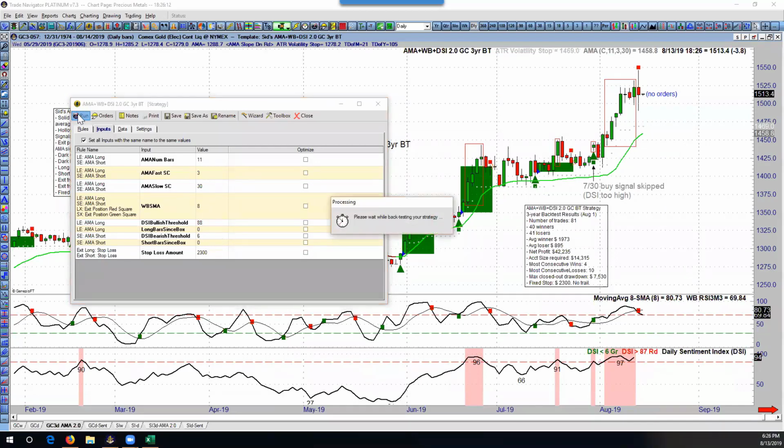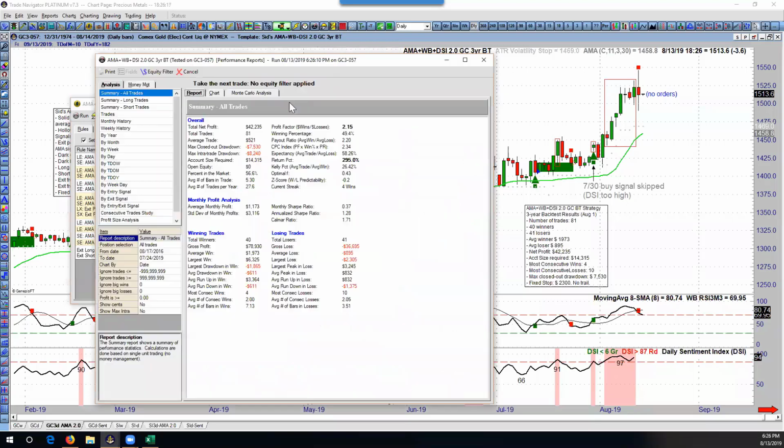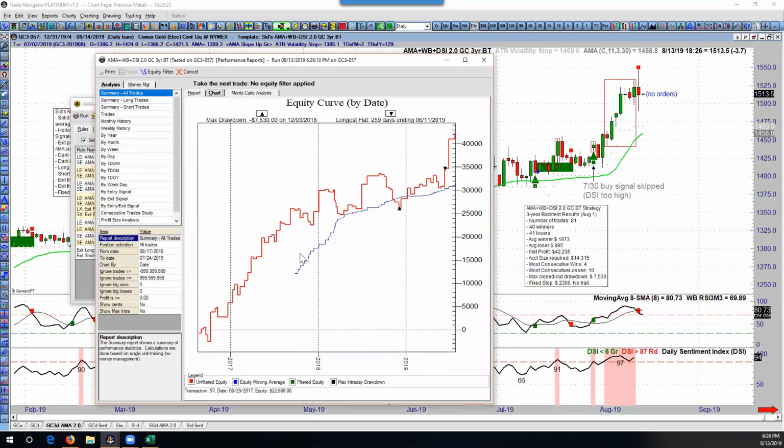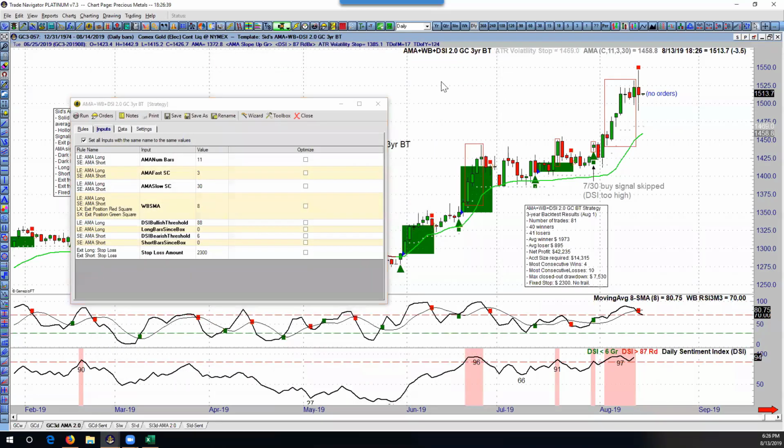And then I'm going to run it, and that should come up with 42,235, which is the same numbers in the box. So I've got to set back to normal. There's the equity curve on gold, still pretty good. It was a little choppy last year, but still pretty good. And so far this year, excellent. Relatively smooth over the last 3 years on gold.